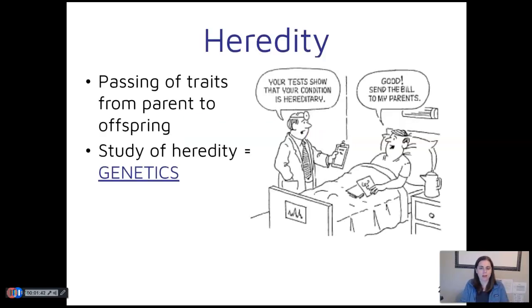Okay. Alright, genetics. Here we go. Genetics is also called heredity, and that's when you have the passing of traits from parents to offspring. That's kind of the whole thing. We had this in our video last week. The study of heredity is genetics.